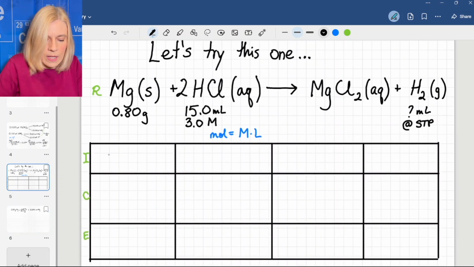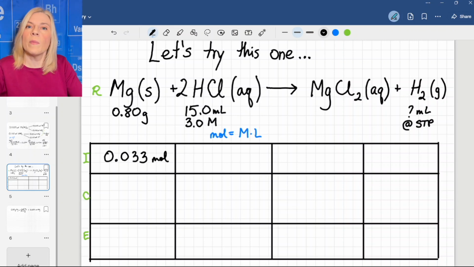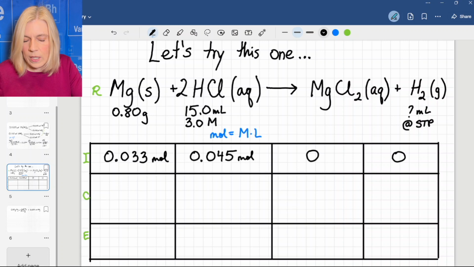So let's write this on our table. I have 0.033 moles. Now let's find out how many moles of hydrochloric acid we have. So molarity, 3.0 times 0.015, right? We have to change the milliliters to liters. And we have 0.045 moles. And at the beginning, we have 0 and 0 here.